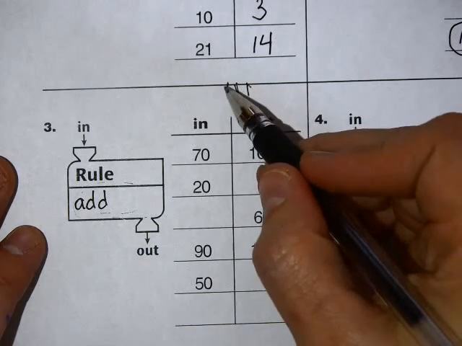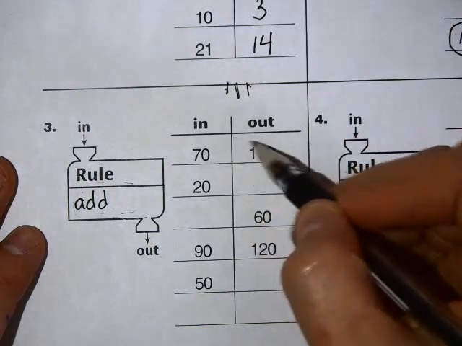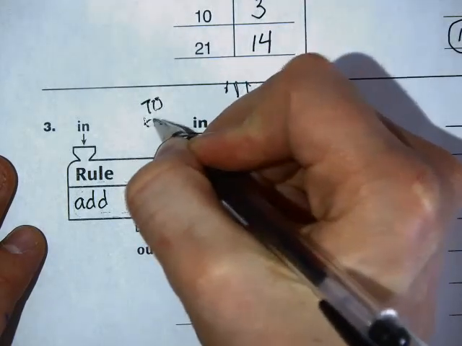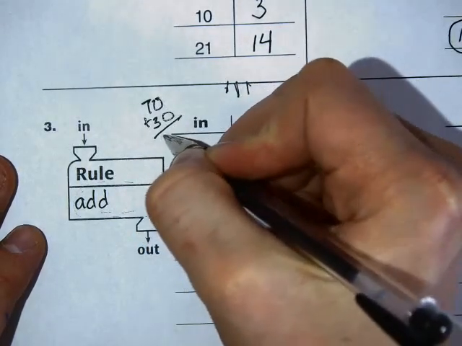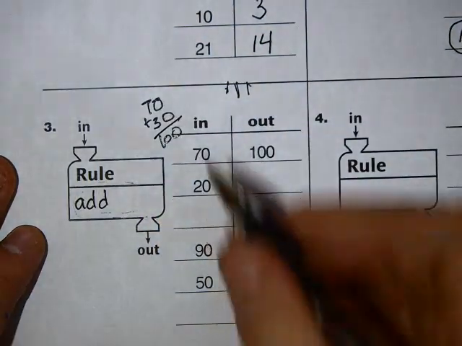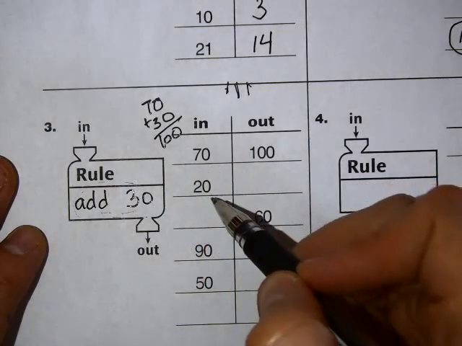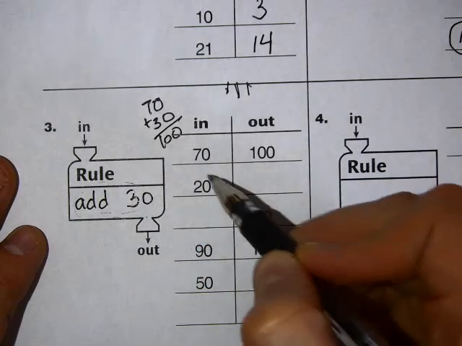And if I count by tens, 10, 20, 30. Yeah, that looks right. If I add 70 plus 30, yep, that gives me 100. That works. So I think my rule is add 30. So I'm going to add 30 to all the numbers in the end.